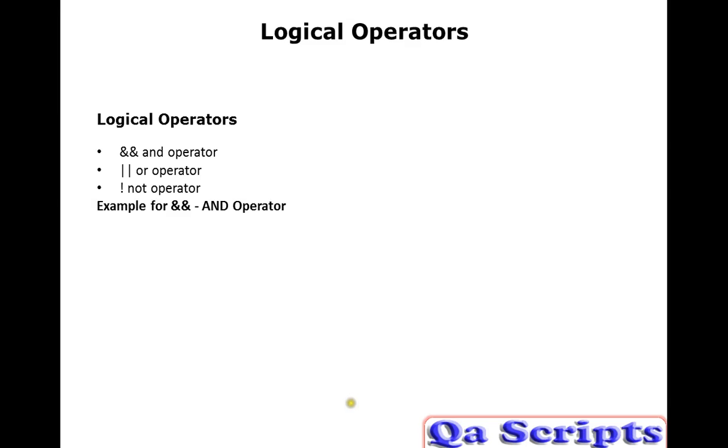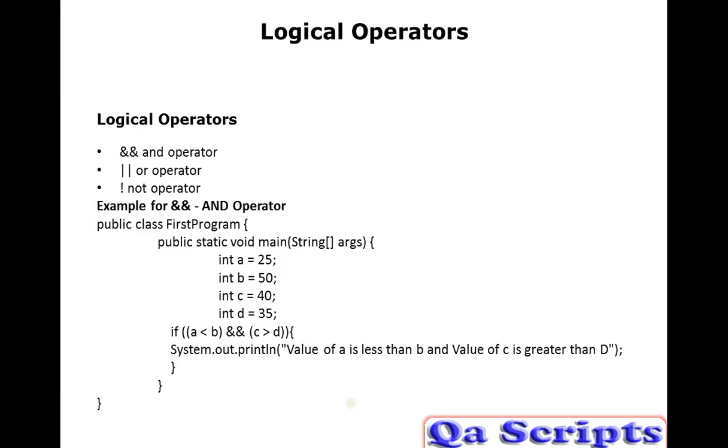Let us look at the example for the AND operator. Here is the simple program where I have declared four different variables, that is int a equals to 25, int b equals to 50, int c equals to 40 and int d equals to 35. Inside the if, I have placed two different conditions using double ampersand.